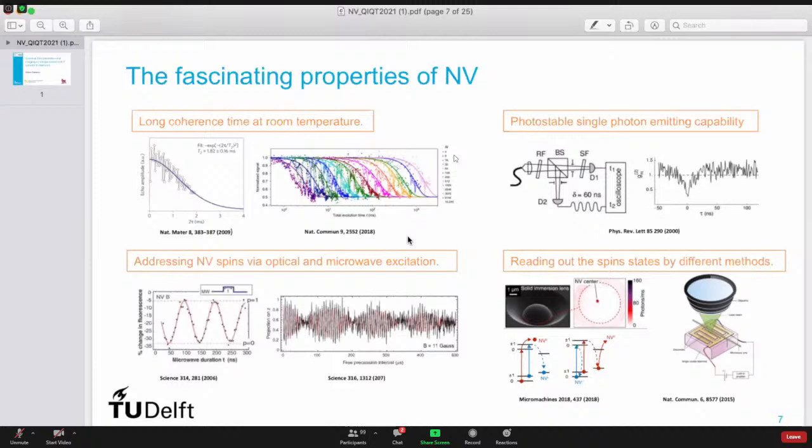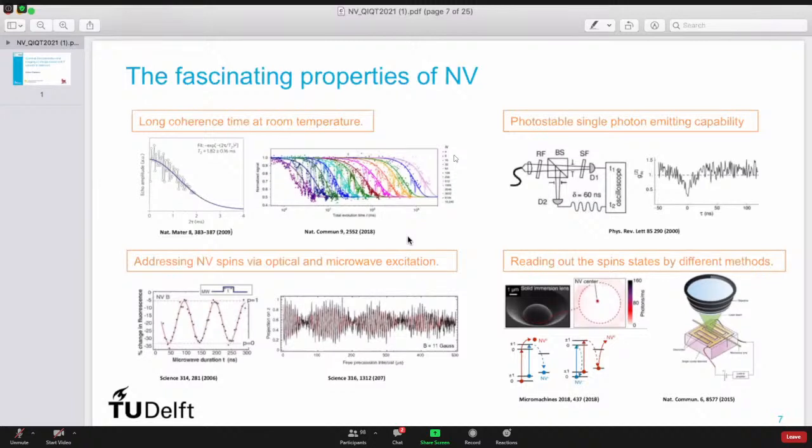So this is one of the results from an experiment which was done much later, in 2018. It was from Tim Taminiau's group from Delft. And there they applied dynamical decoupling sequences for many cycles, more than 10,000 cycles. And they could enhance the coherence time up to almost 1.5 seconds here.